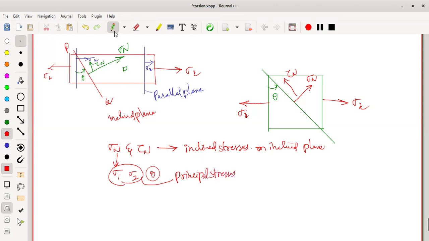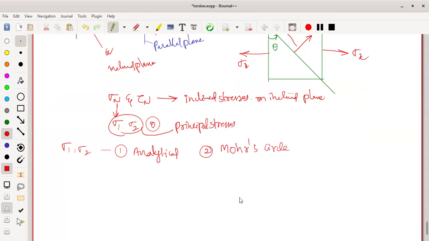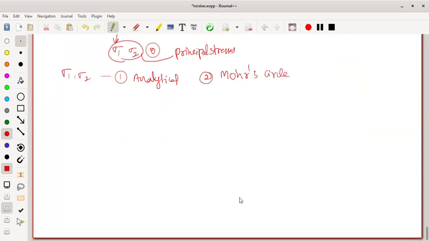These two stresses you can calculate by using an analytical method. Means sigma 1 and sigma 2 can be calculated by two methods actually. The first one is the analytical method, and the second one is the graphical method. The graphical method can be done by Mohr's circle. So here, analytical method first. Analytical method means we have some equations, based on which we can find sigma 1 and sigma 2.